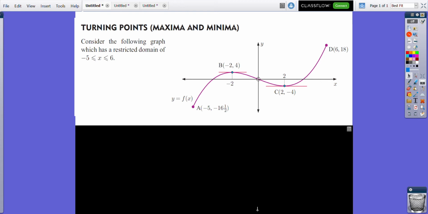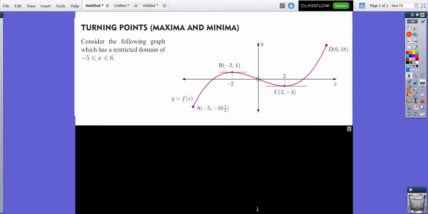So let's have a look at this diagram here on the page. You can see that there's a maxima at point B and a minima at point C. Now, we don't just call them maxima and minima, we give them special names. So point B we say is a local maximum, because there are actually some points on the graph that are bigger than it. So it's a bit like a big fish in a small pond. You know, you think you're big, but you're not that big.